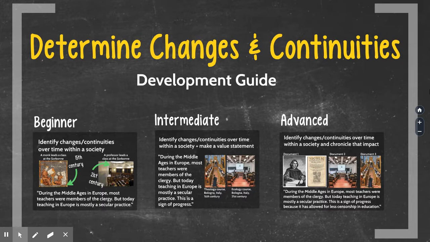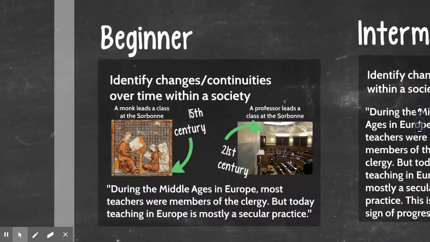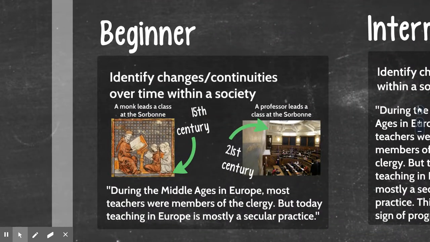So again, you'll see a beginner, intermediate, and advanced version of one of these change and continuity questions. And in this case, in these three questions, the topic is education in medieval Europe. So if we go to the beginner version of this particular intellectual operation, which is identify change and continuity over time within a society, here we see education in medieval Europe in the 15th century and in the 21st century. So again, one society, in this case, it's even one university, which is the Sorbonne in Europe.